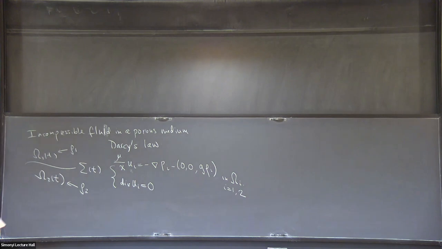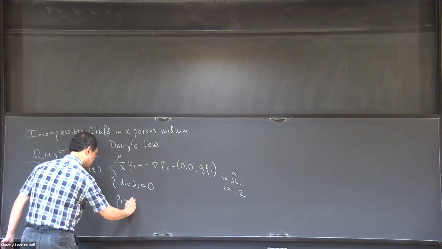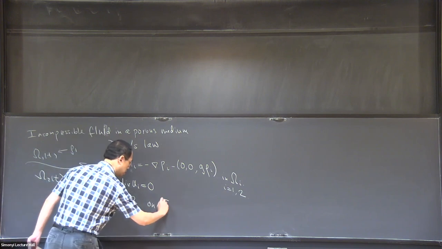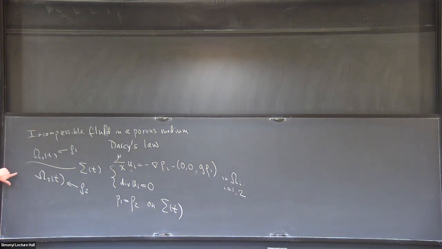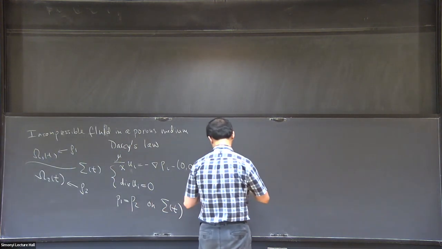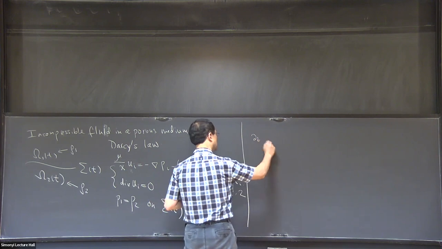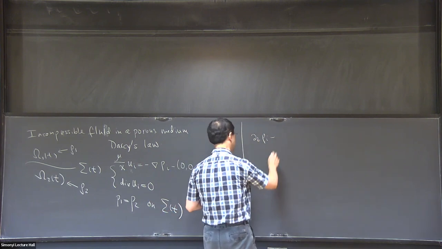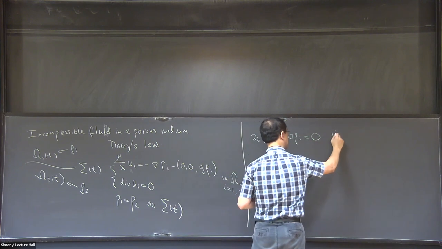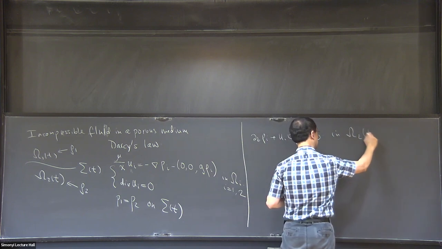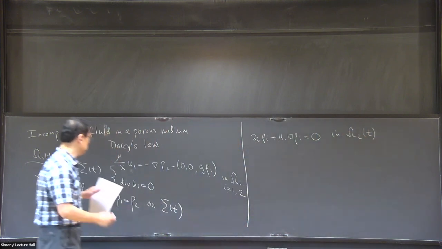So we also assume that there's no surface tension, so that the pressure is continuous across the boundary. So that means P1 is equal to P2 on sigma of t. So the density is transported by the velocity. So we have the transport equation for the density as well: partial t of rho_i plus u_i times gradient rho_i is equal to zero. Okay, so we have these three equations.